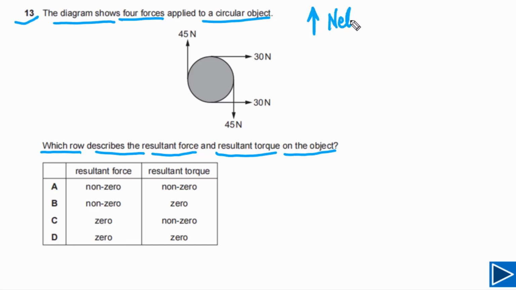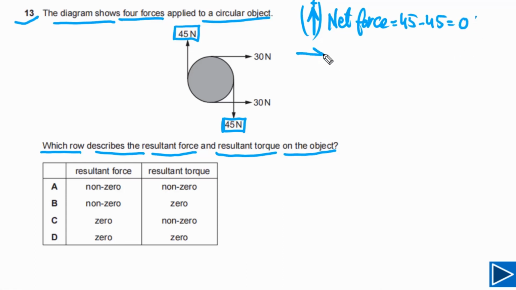So along vertical, we can write down net force. If you look at forces acting along vertical, we have 2 forces, 45 newtons. Here we also have 45 newtons. One is up. If we take up as positive, so this force will be positive and this force will be negative. So the sum of these 2 forces is equal to 0 newtons.